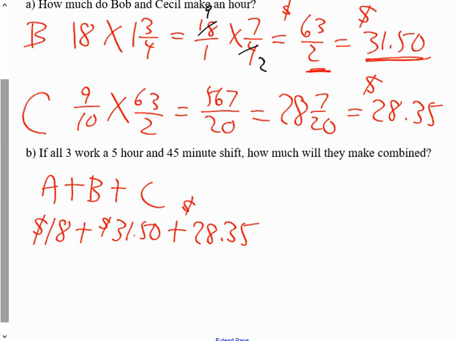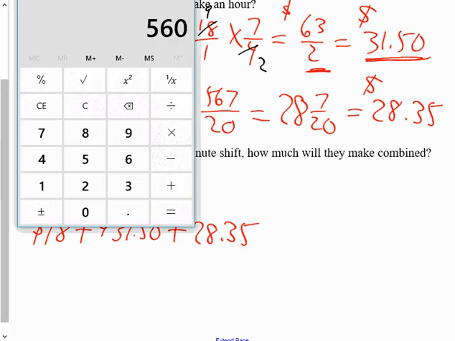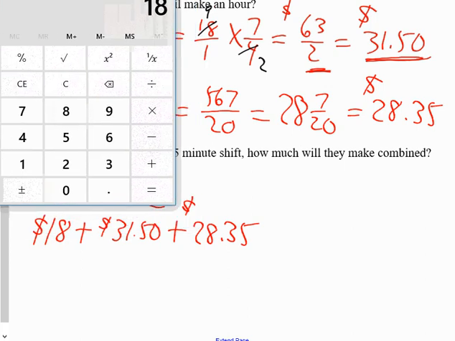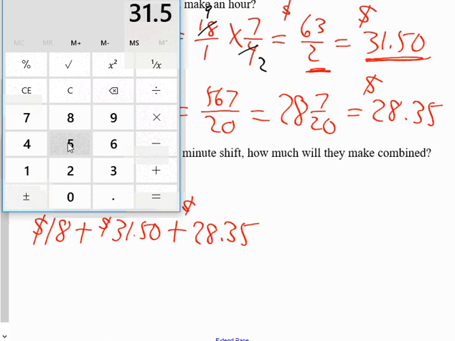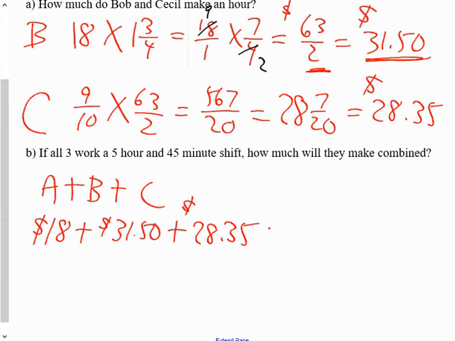Okay. So let's just use this in terms of decimals, not fractions. If you think about how much they make per hour, take my calculator out. $18 plus 31.50 plus 28.35. The answer is $77.85 an hour. Right? This is much easier to do with decimals instead of fractions.